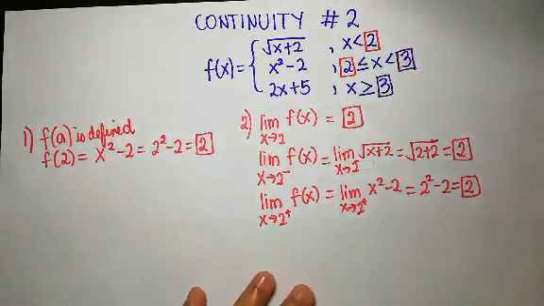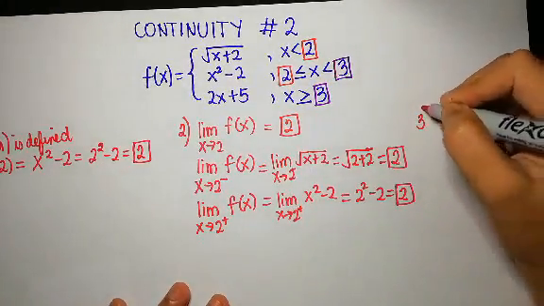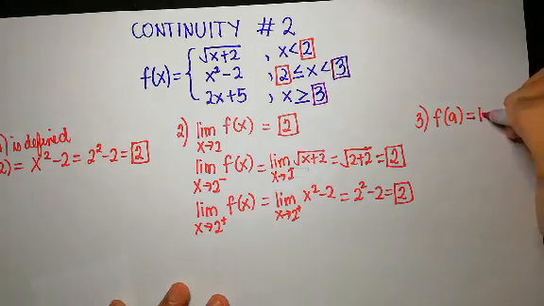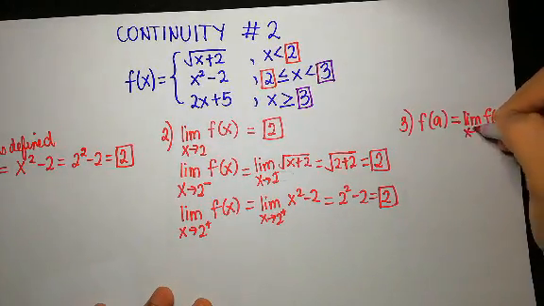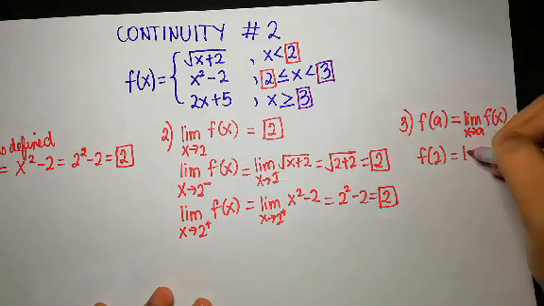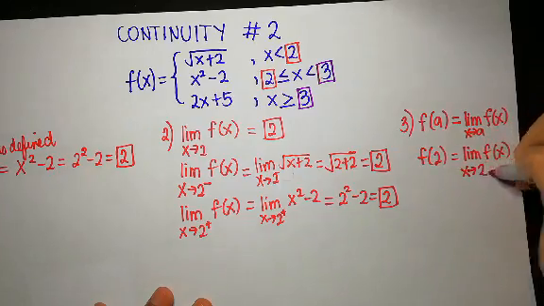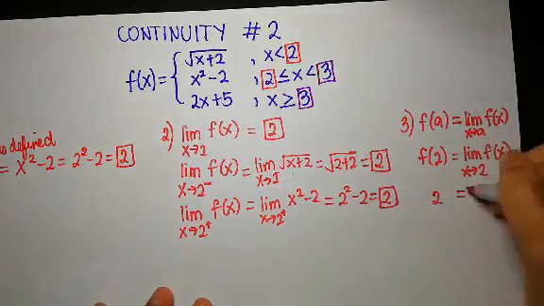At ano yung third criteria? Pasok pa rin siya sa second. So, third criteria, f of a must be equal to the limit of f of x as x approaches a. Dito, sa f of 2, equal ba siya kay limit of f of x as x approaches 2? Yes, kasi they are both 2 or equal to 2.